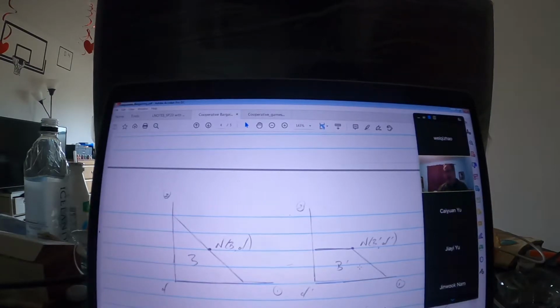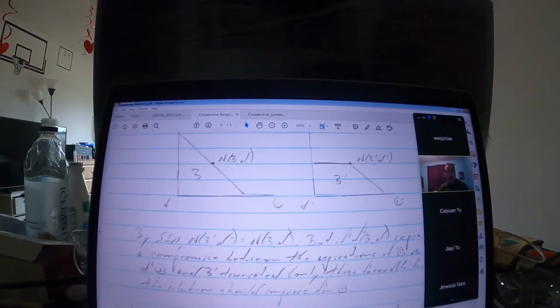And here, the problem seems to favor 1. So perhaps the solution should move in favor of 1, right? Or at the very least, it shouldn't move in a way that's disfavorable to 1. If anything, player 1's bargaining position has strengthened in this problem relative to this problem. Right? So that's what I'm describing here.